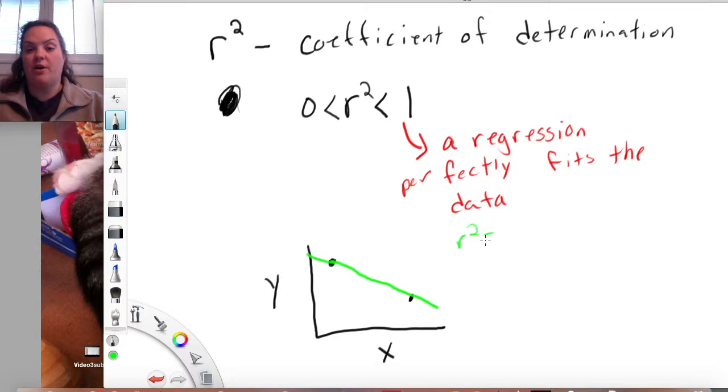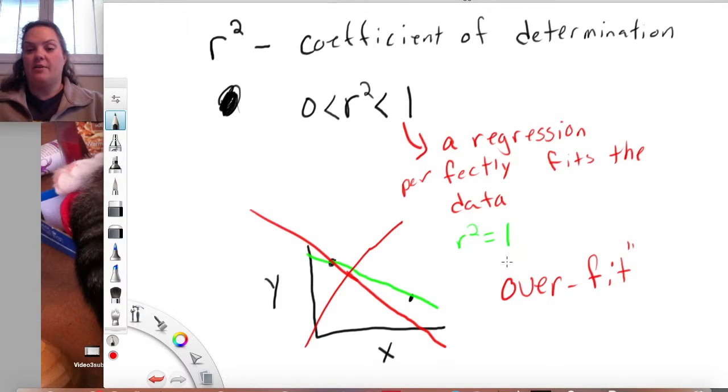I would have an r-squared of 1, but this is really not a great thing because that means we have overfit our data because there's no other option. It has to go between those 2 points. So if we want to avoid overfitting our regressions, it's important to have quite a few data points. That's why I've been drawing these regressions with many points, because we want to have enough points to get an accurate regression line and an accurate r-squared value.